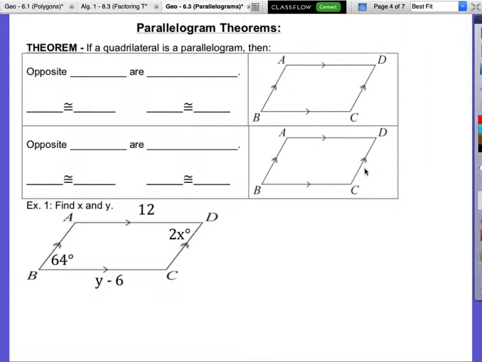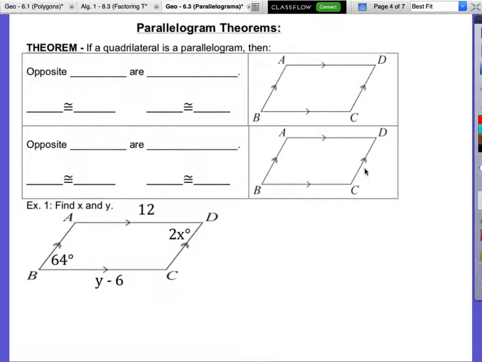We're going to have some theorems for parallelograms. Woo! Parallelogram theorems! Yeah, woo! Theorems! Oh, this is an old version before I changed it.